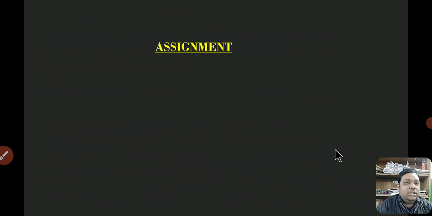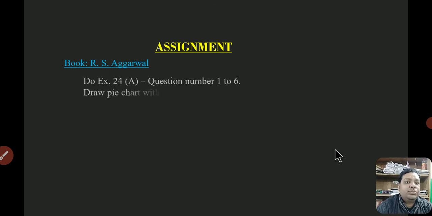So students, in your homework you have to complete the RS Aggarwal book exercise 24A question number 1 to 6, and you have to draw the pie chart with pencil here. Okay. So thank you dear.